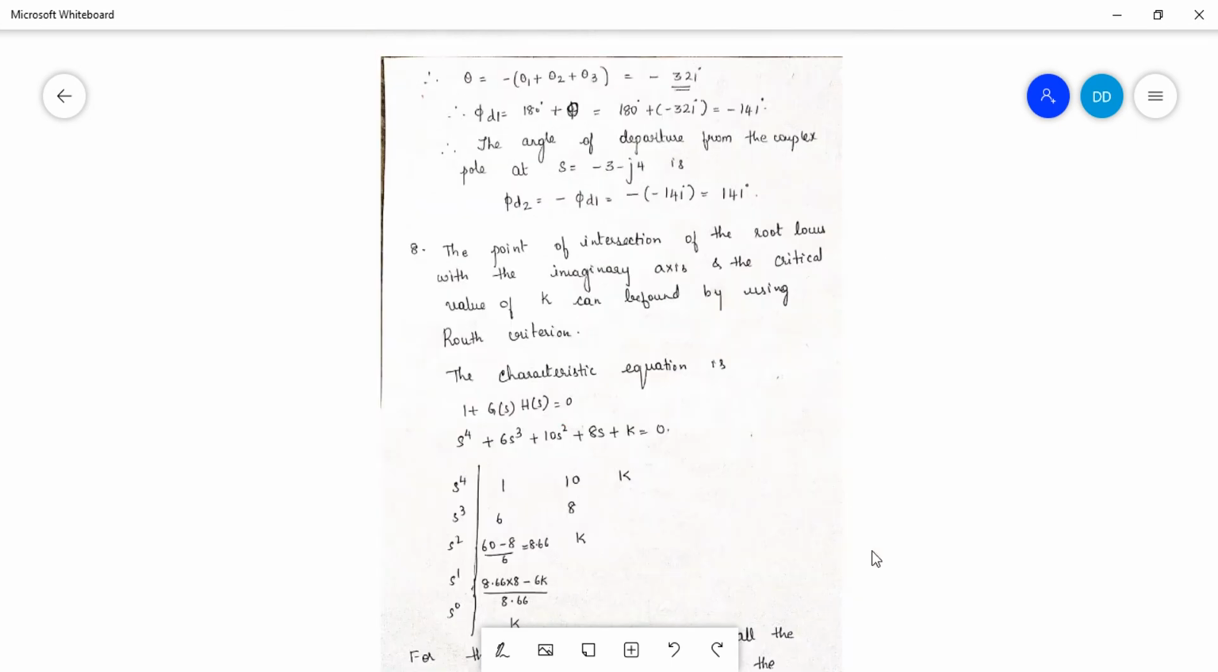On substituting the value of theta, we get the angle of departure as minus 141 degrees. So next we have to find the angle of departure from the complex pole which is located at -3 -j4. Since both are complex conjugate pairs, our second angle of departure is equal to negative of the first angle of departure. So we get it as plus 141 degrees.